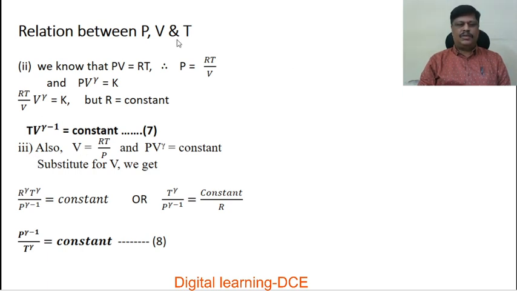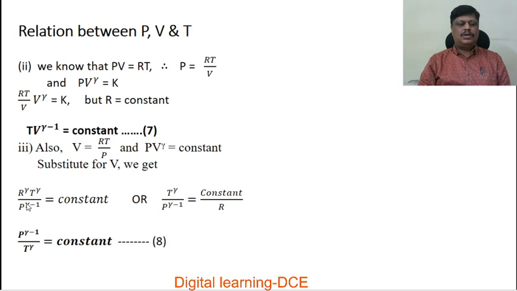Also we know that from the equation PV is equal to RT, so V is equal to RT by P. And also we know that PV to the power of gamma is equal to constant. Substitute for V here and simplify. P is there, and for V, RT by P all to the power of gamma. So R to the power of gamma, T to the power of gamma over P to the power of gamma is there, and also P is there.